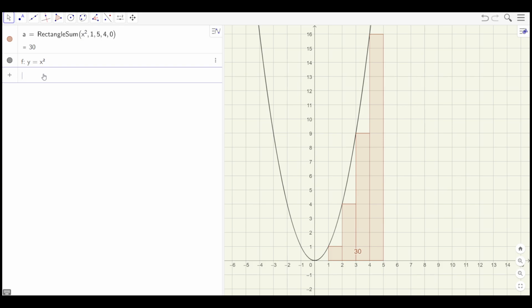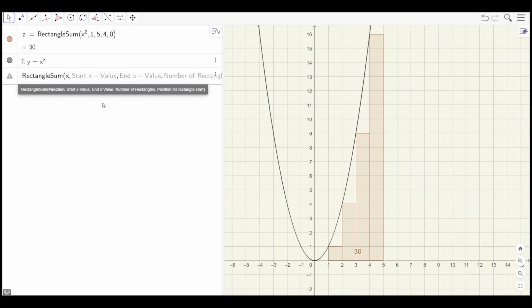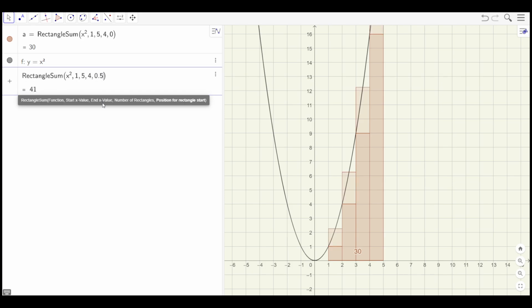So let me just do the same thing. I would say rectangle, if we can have them on the same graph, if it is not too messy. So I would type x to the power of 2, and the initial value I still give it 1, the final value I give it 5, the number of rectangles still I give 4, but the position of the rectangle, instead of saying 0, I put 0.5, because I see some problems in the book.